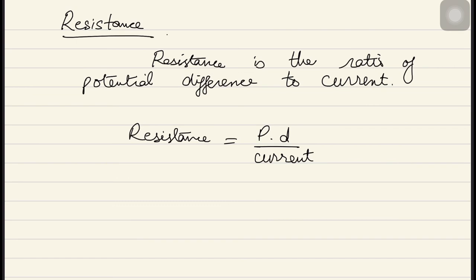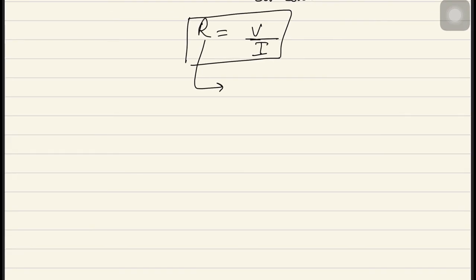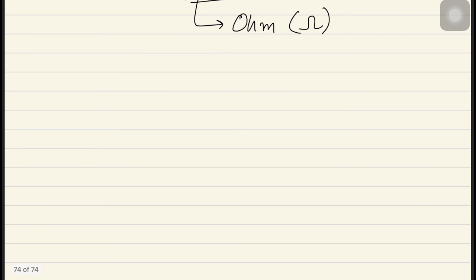And symbolically, if I write it, it will be R equals V over I, where V is the symbol for the potential difference, I is the symbol for the current, and R is the symbol for the resistance. As far as the units are concerned, the unit of resistance is the ohm, O-H-M, and this is the symbol of the unit of resistance. Okay, and now we have to design an experiment by which we will measure the resistance of an object. So I will draw an electrical circuit.